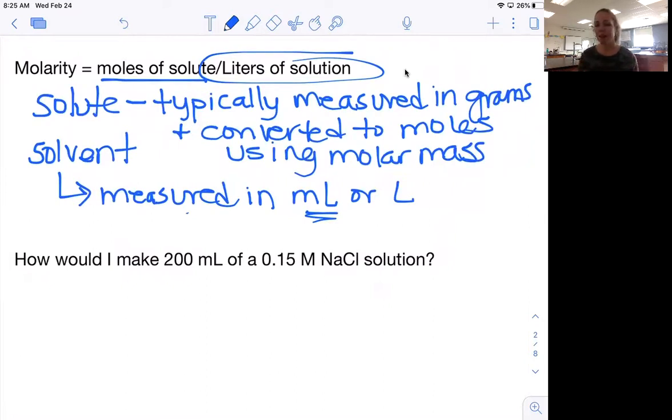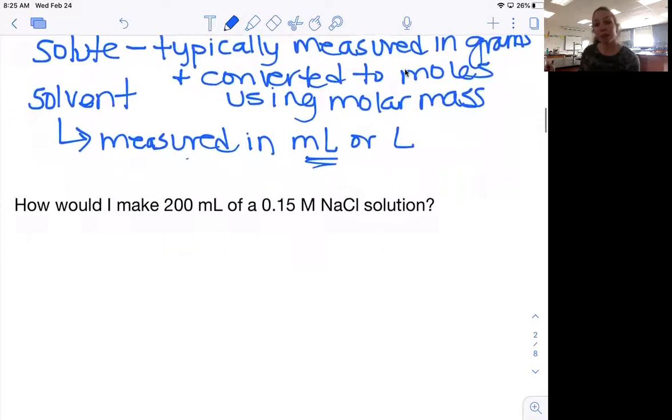Okay, this comes up on the AP exam. Not only do you need to understand the math, but you need to be able to put the math into a laboratory context and explain how you know what to do based on that. So the question is, and then I'm going to do it: how would I make 200 milliliters of a 0.15 molar NaCl solution? So I have salt. If you're wondering why I'm not wearing goggles, it's because it's just salt water.